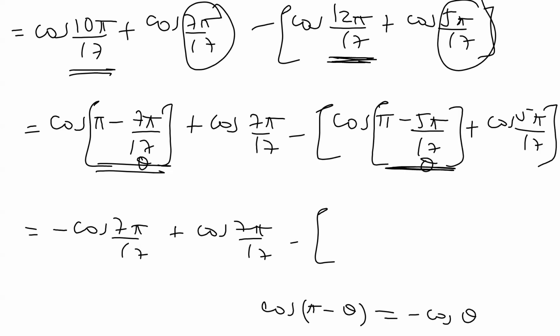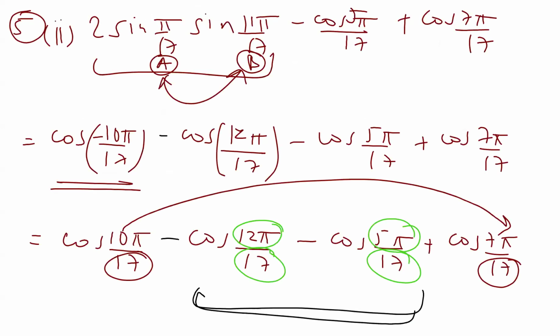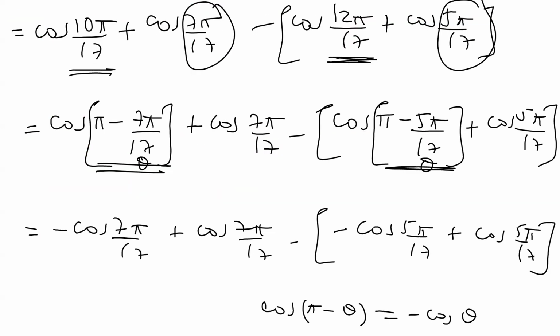Okay. So minus cos 5 pi by 17 and this is cos 5 pi by 17. Okay. The point I was saying is if you take minus sign common over here, the middle term will be plus. Okay. So see what is happening, the net effect. This and this is getting cancelled, this and this is getting cancelled. The answer is 0. Fine.